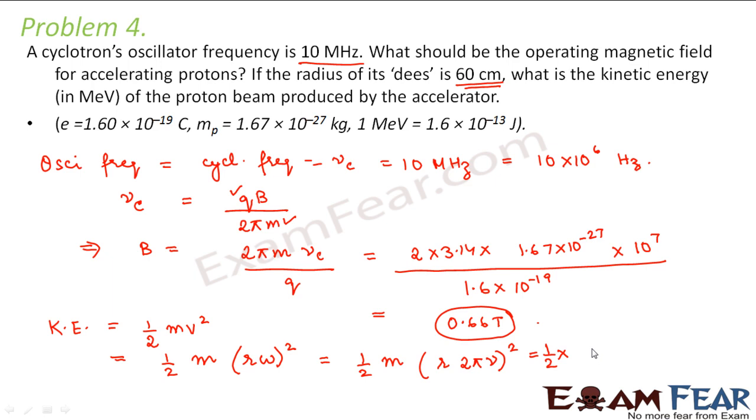Half into m, which is 1.67 into 10 to the power minus 27, this into what is r? Radius is given as 60 centimeter, that is 0.6 meters, into 2 into 3.14 into nu, that is the frequency, which is 10 to the power 7, this whole square. So this entire value on calculation comes out to be 7 mega electron volts. So this would be the kinetic energy of the protons with which they will go out of the cyclotron, right?